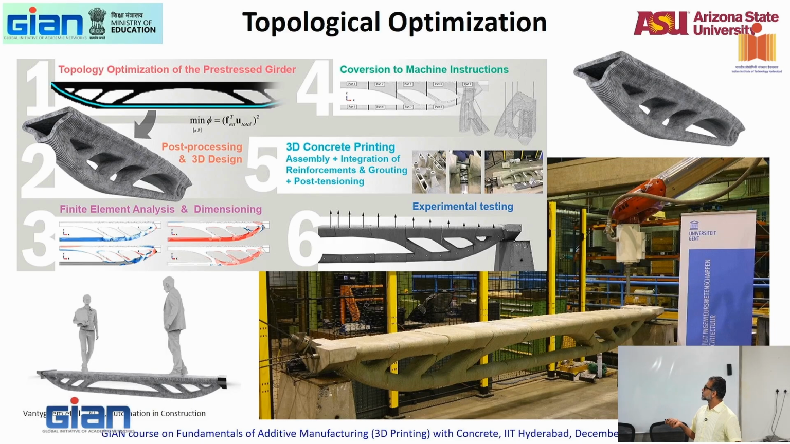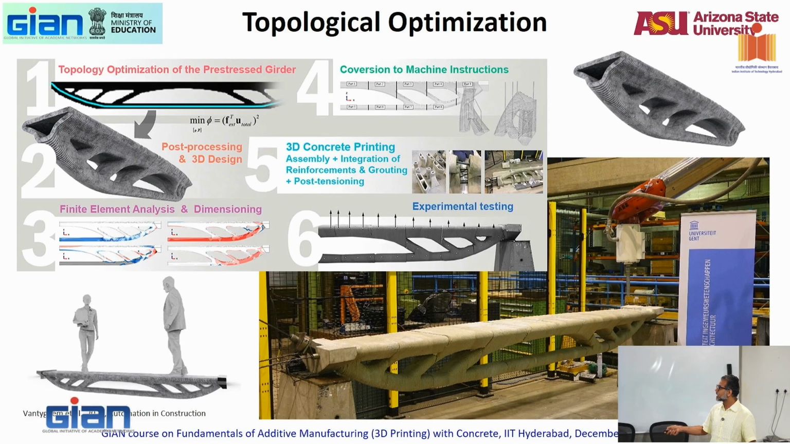Topology optimization, we talked about this. Here is a pre-stress girder. You start with minimization of the weight and the stresses, and you eventually end up with this. You do all the final analysis. You end up, this would have otherwise been a rectangular beam. You see how much material has been saved, right?